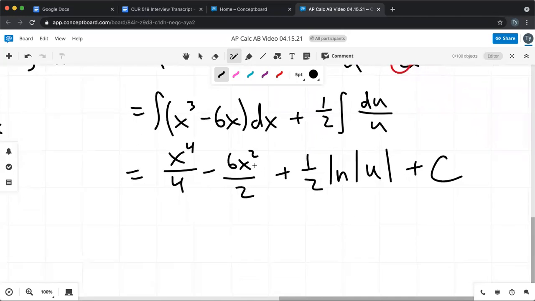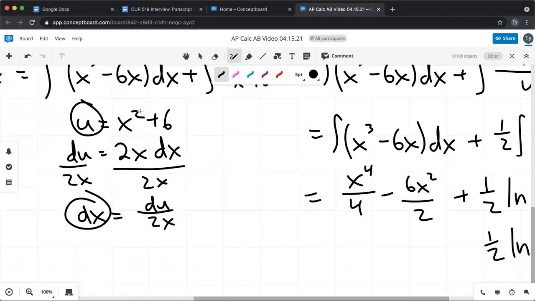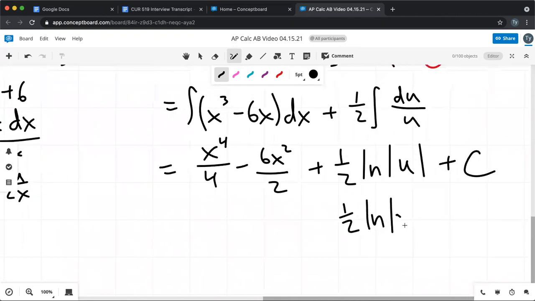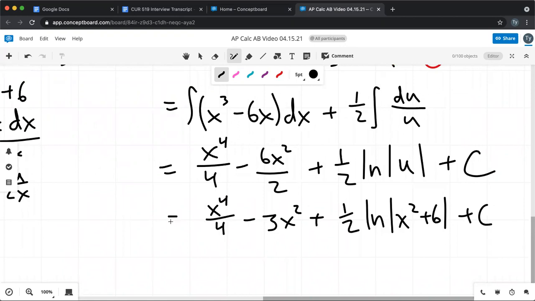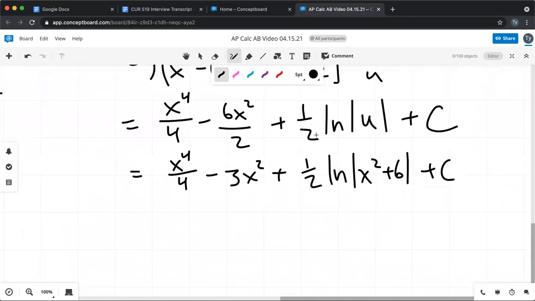All right, so we can substitute our u back in. So now we have 1/2 natural log of the absolute value of u was x squared plus 6. And we can do a little simplification here. 6 divided by 2 is 3. And we could leave it here.